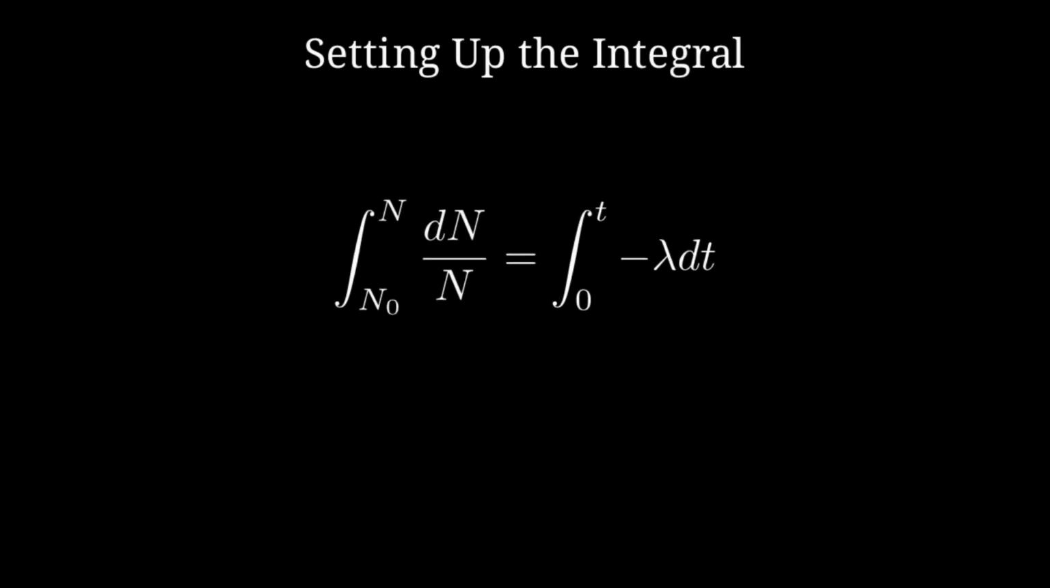To find how the number of nuclei changes over time, we rearrange our differential equation to separate the variables N and t. By integrating both sides from the initial state at time 0 to a future state at time t, we can solve for N.